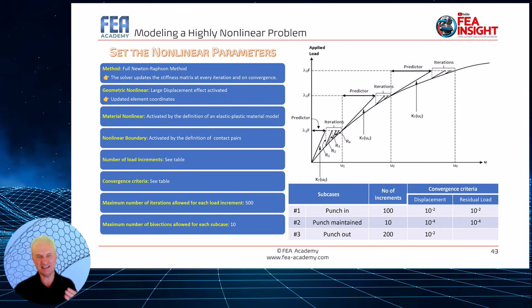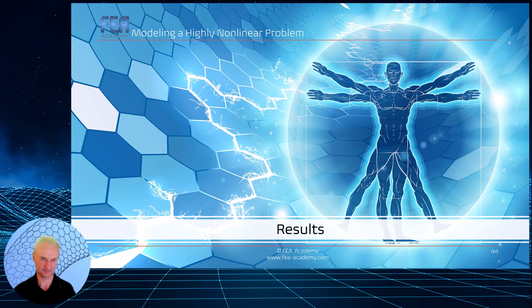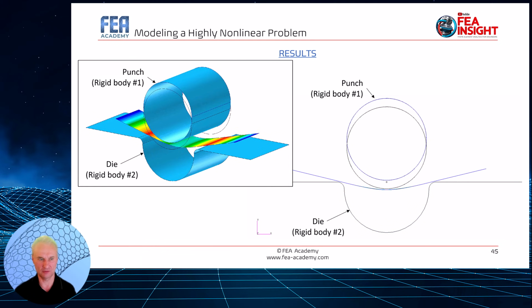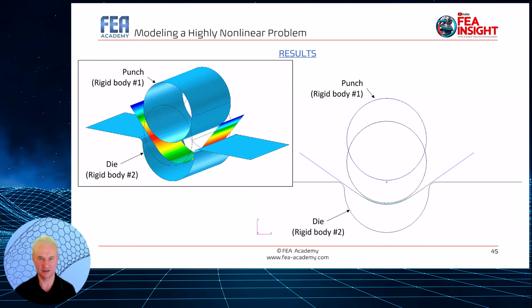These are very aggressive parameters, but it is due to the fact that the nature of the problem is highly nonlinear. So it means that it will take a lot of time to reach convergence. So let's have a look at the results to complete this presentation.